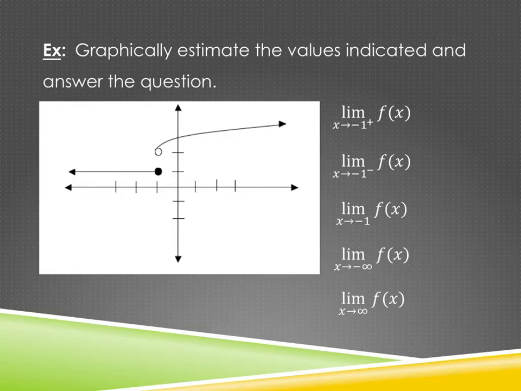We're looking at graphs, right? This is a graph. So what we're doing is actually graphical limits, right? Look at a graph, you're doing graphical limits. This is to graphically estimate the values indicated and answer the question. So there's actually 5 questions posed, 5 different limits we're going to answer.